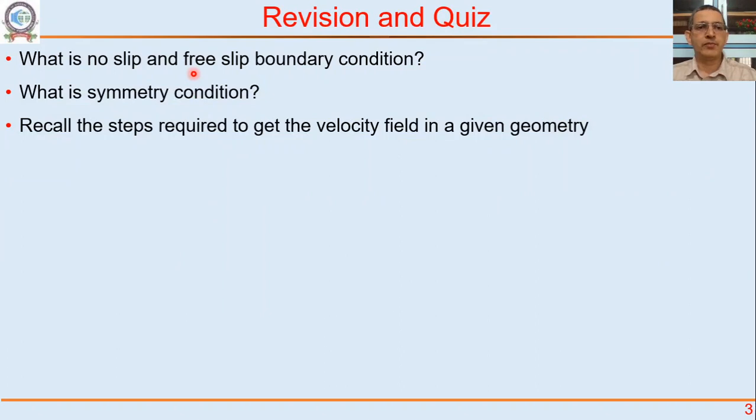Just to quickly revise what we have done in the last class, what do we mean by no slip and free slip boundary conditions? What is a symmetry condition? A related question to that is, wherever velocity is maximum, is it the same as symmetry condition or is it not the same as symmetry condition?